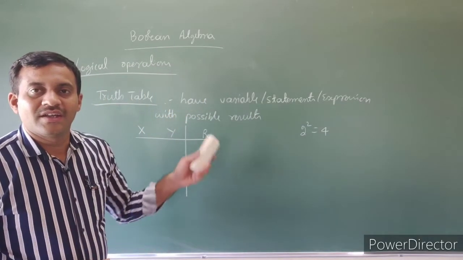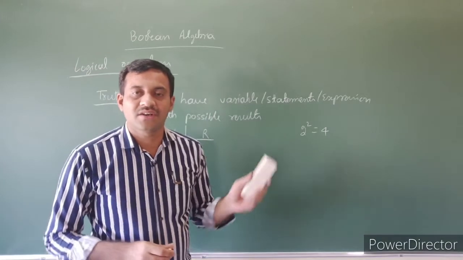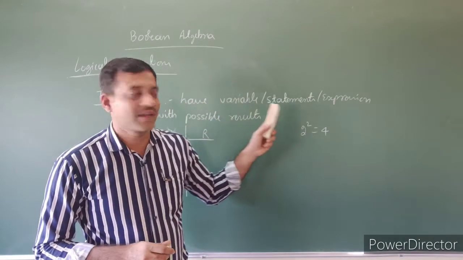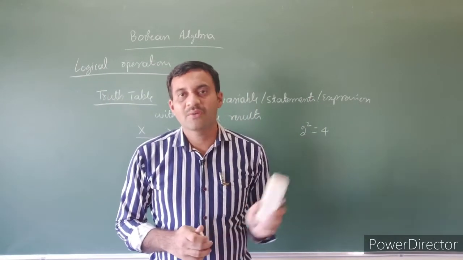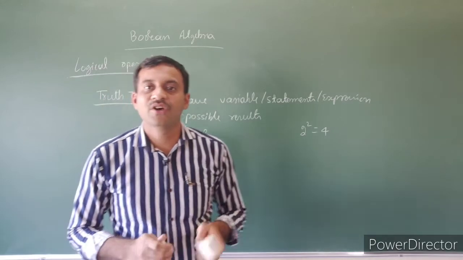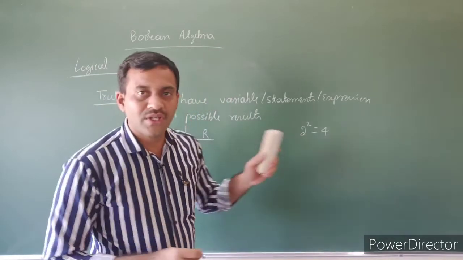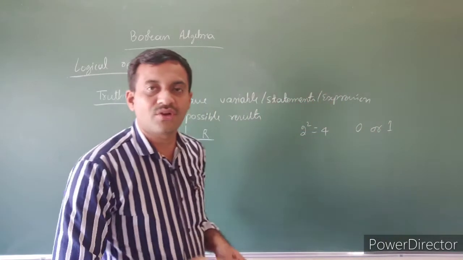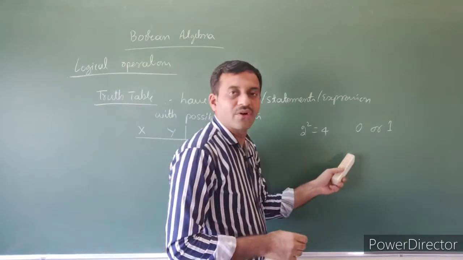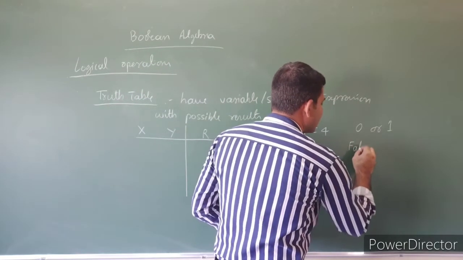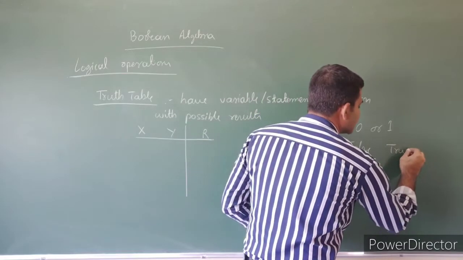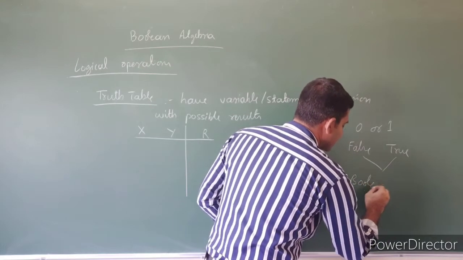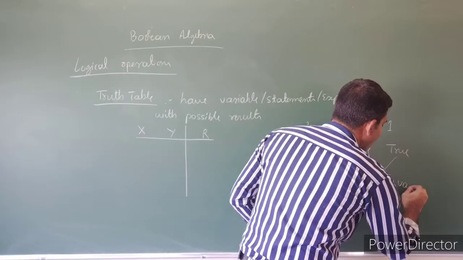In logical operations or logical statements, every variable, statement, or expression has a unique value. Here the unique values are 0 or 1. Here 0 refers to false and 1 refers to true. So these are called Boolean values. True and false are called Boolean values.